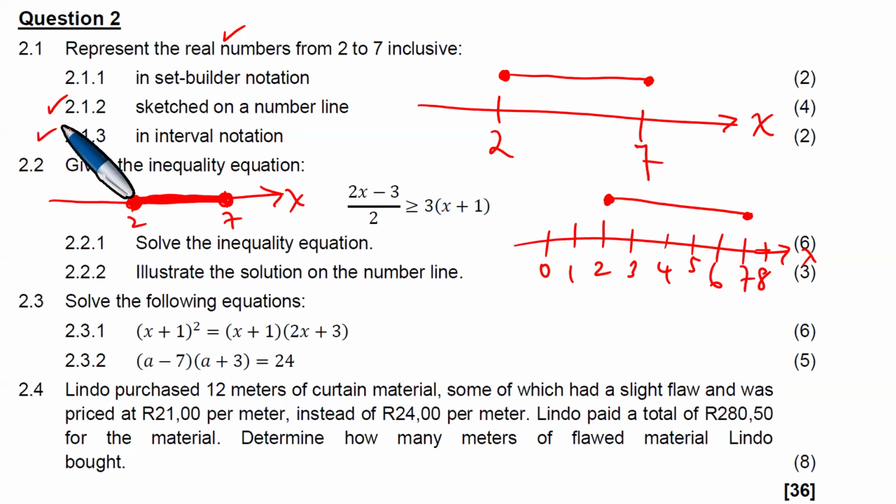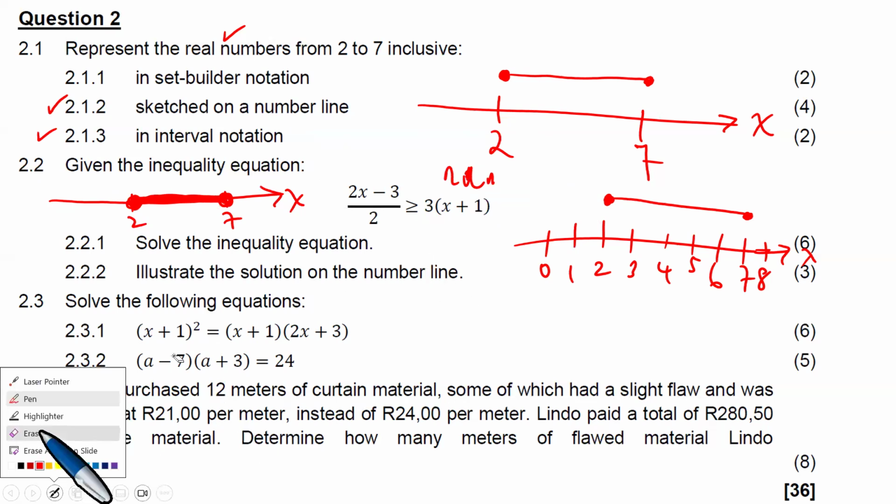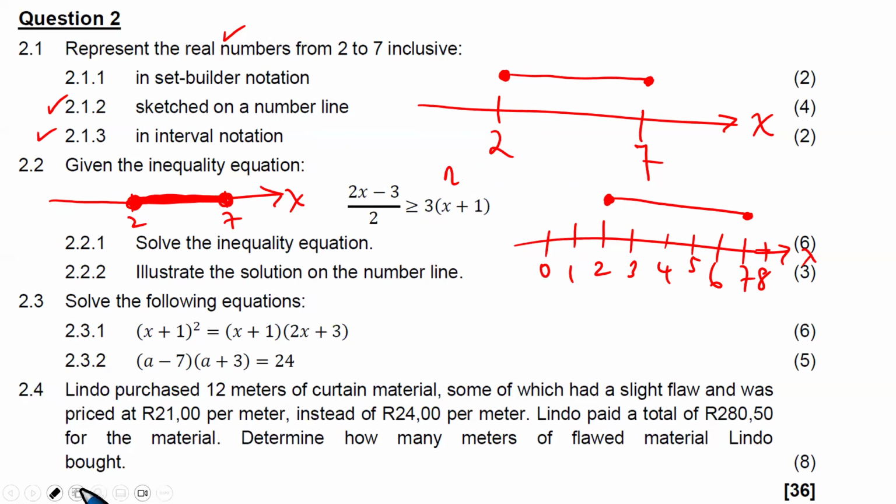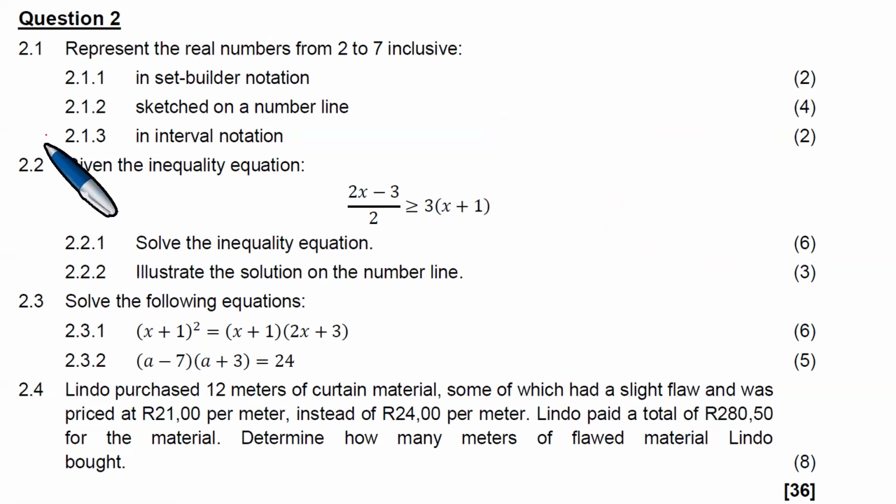If you look at 2.1.3, this is called the number line. Now this is extremely important because there are different ways of showing sets. This is called a number line. Then the next thing is the interval notation. What is the interval notation? How does the interval notation look?